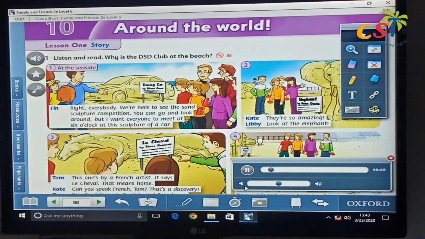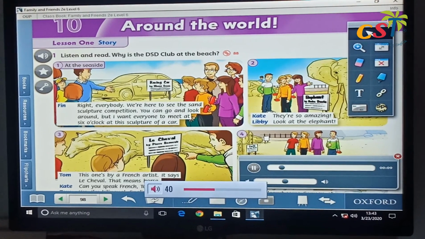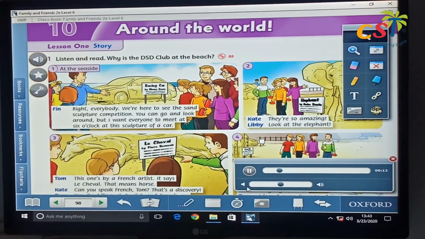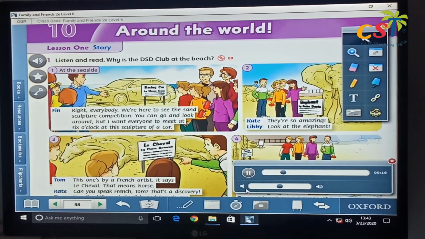Why is the DST Club at the beach? At the seaside.